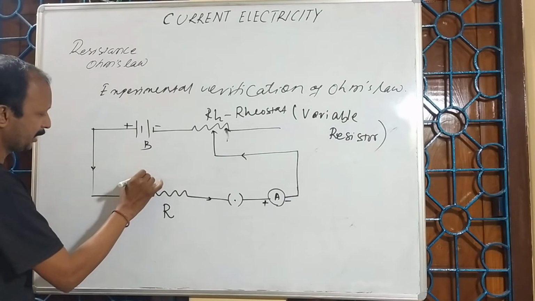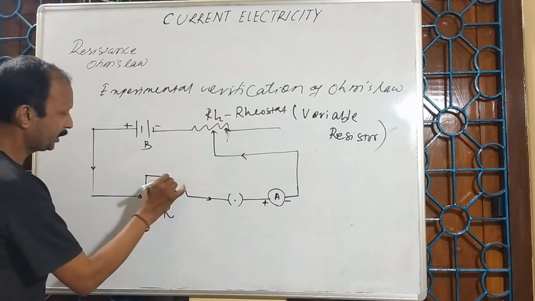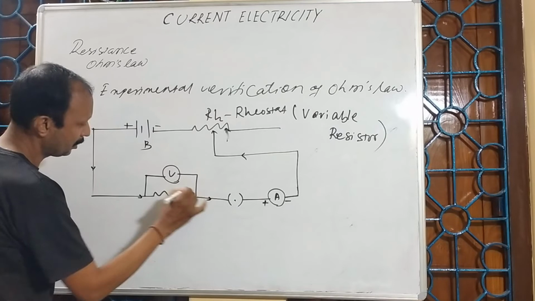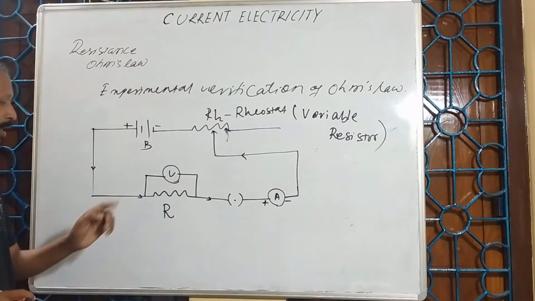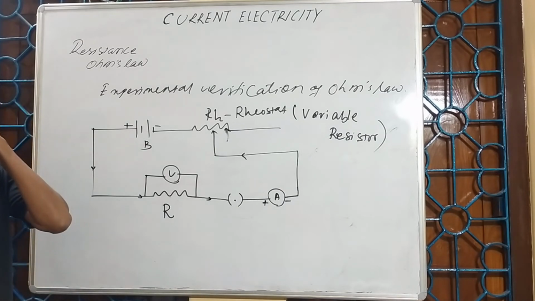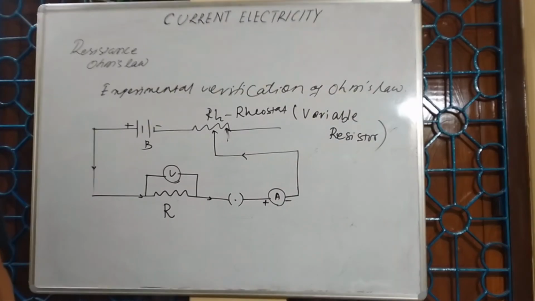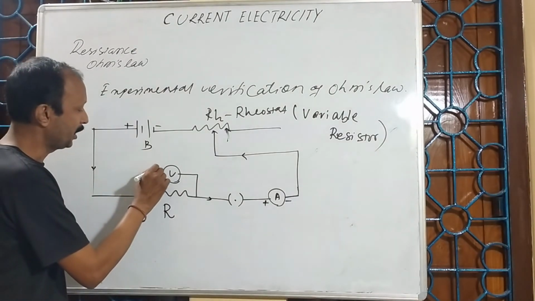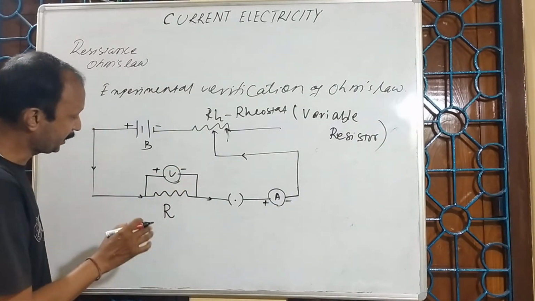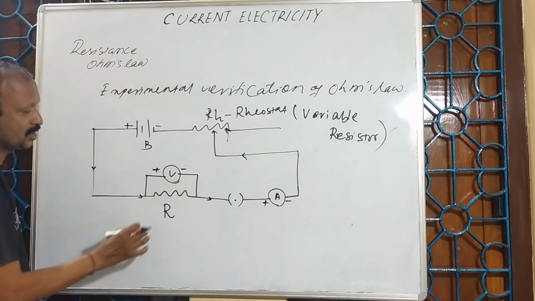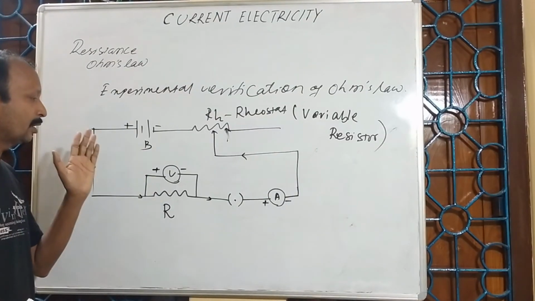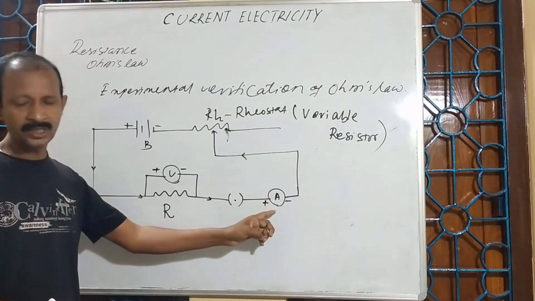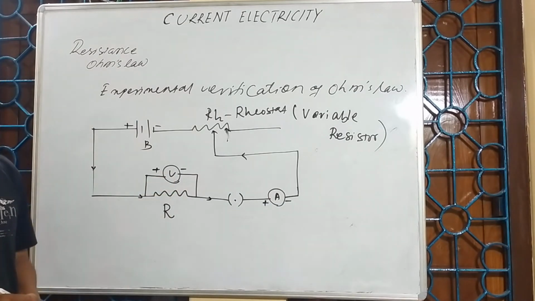One thing I have forgotten: I have to connect a voltmeter across this unknown resistor. The voltmeter is always connected in parallel, not in series. I have connected both its ends across the resistor. This is the parallel connection of the voltmeter. Ammeter is connected in series, whereas the voltmeter is connected in parallel. So listen carefully.